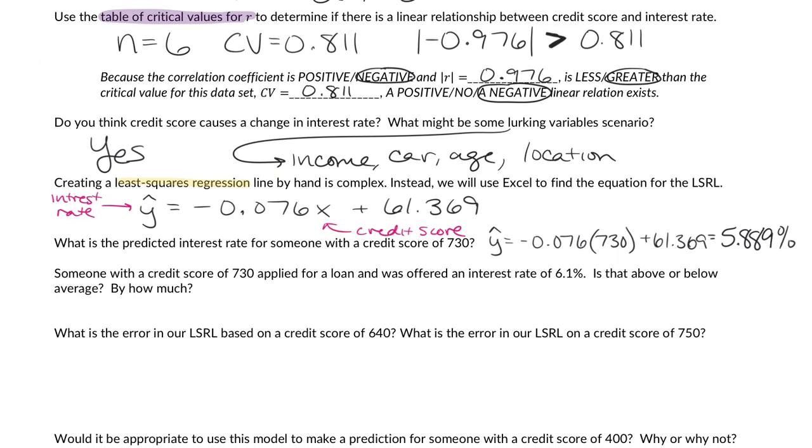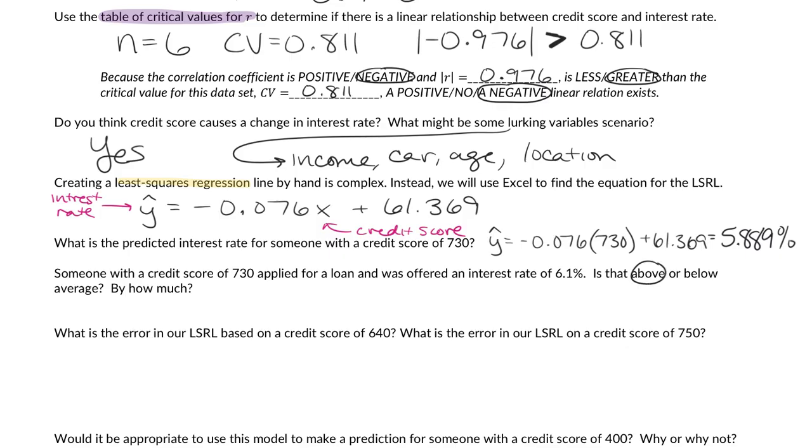Now, the following question goes with this one. It says someone with that 730 credit score did actually apply for a loan and was legitimately offered an interest rate of 6.1%. So is that above or below average, and by how much? Yeah, 6.1 is a bigger number than this one. Our predicted value is smaller than the actual value. So we would say that that value is above average, but we need to figure out by how much.